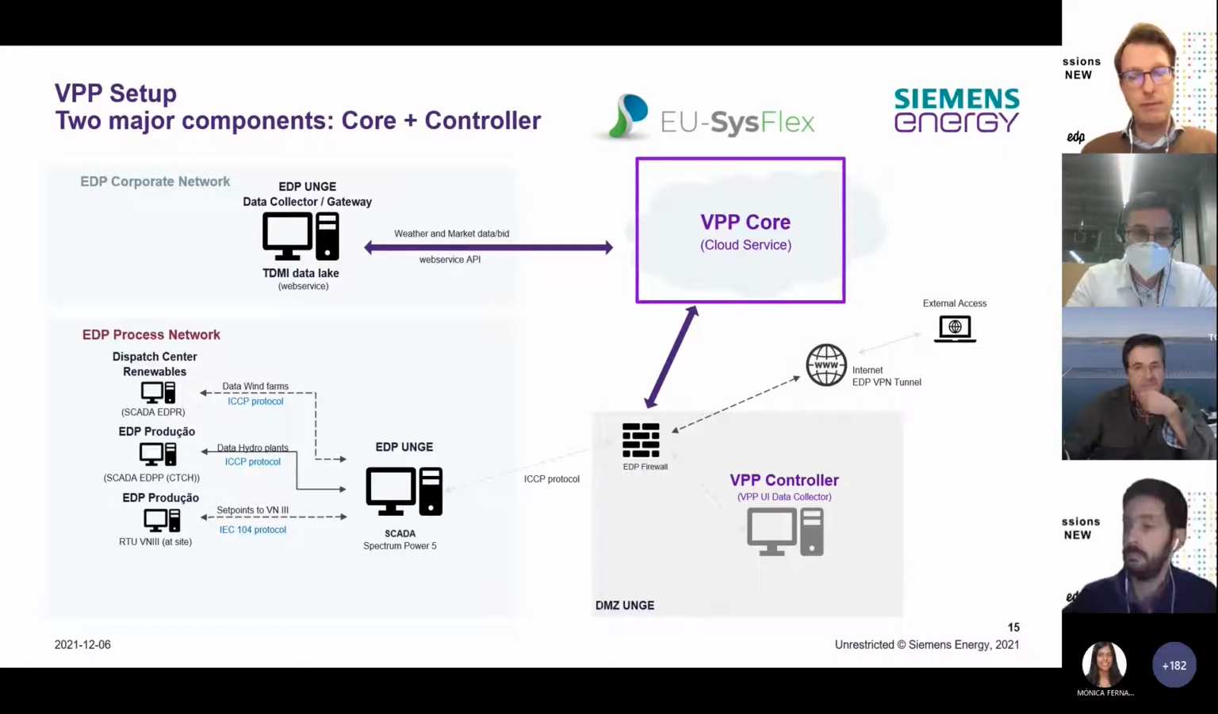And the other arm of the VPP core is reaching out to the VPP controller installed at the DMZ network zone within EDP's control network. And from there, via a dedicated protocol, power dispatch set points are distributed to EDP's automation systems. And on the other hand, as I said, we use this to collect status information from the controlled assets.